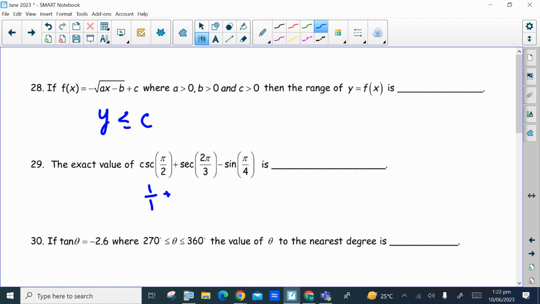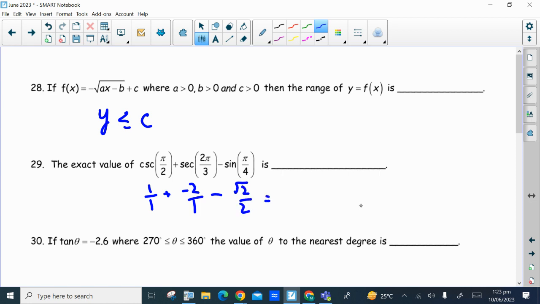So that's connected to the cosine of 2 pi on 3. The cosine of pi on 3 is 1/2. The cosine in quadrant 2 is negative 1/2. That's the cosine, but we want the reciprocal of that. The reciprocal of negative 1/2 is negative 2 over 1. Minus the sine of pi on 4, which is root 2 over 2.